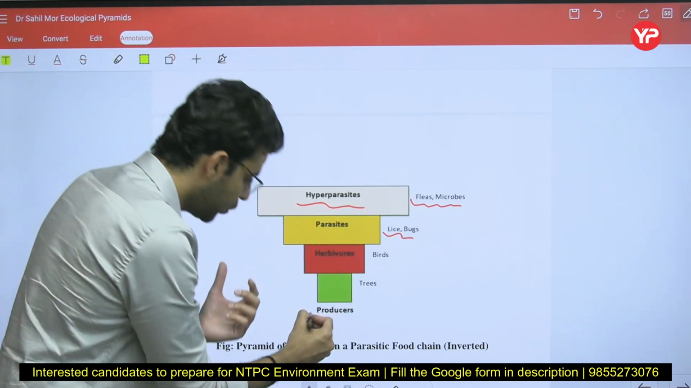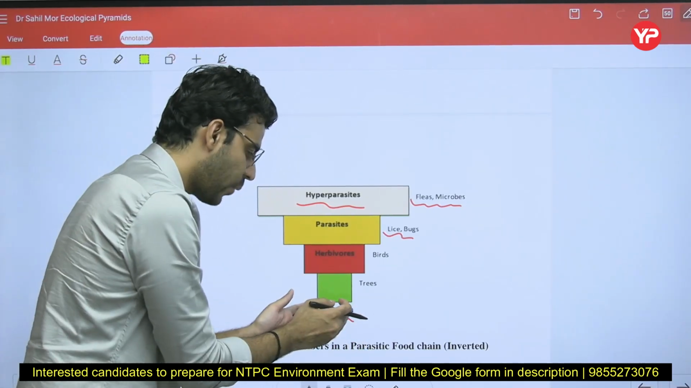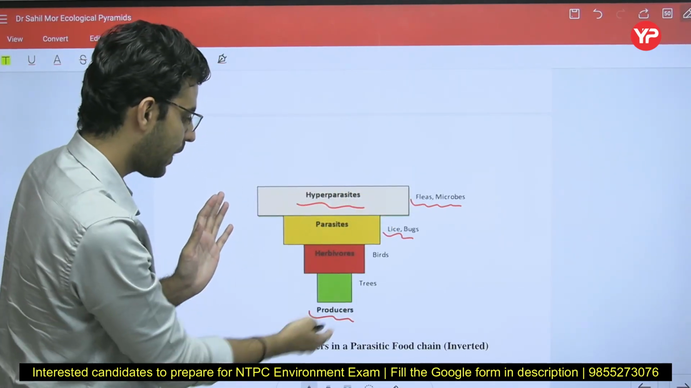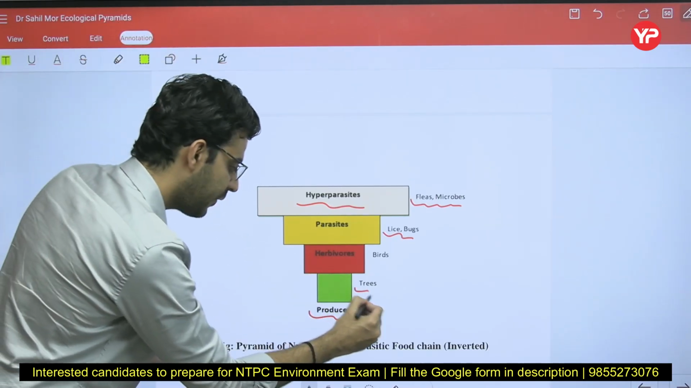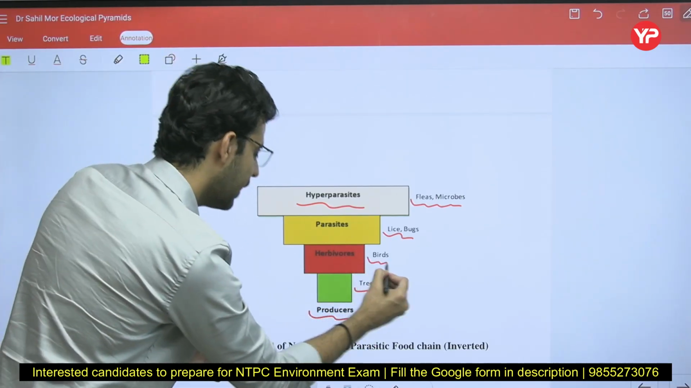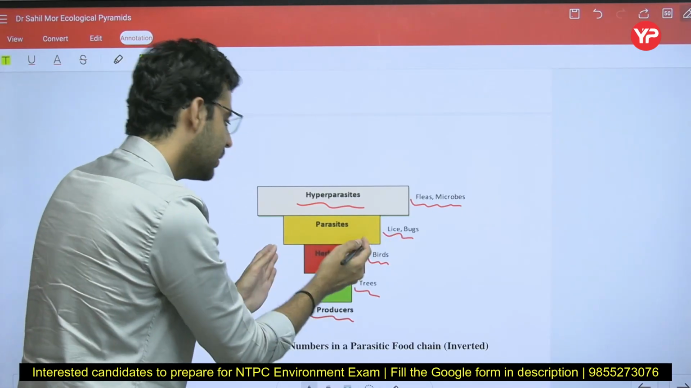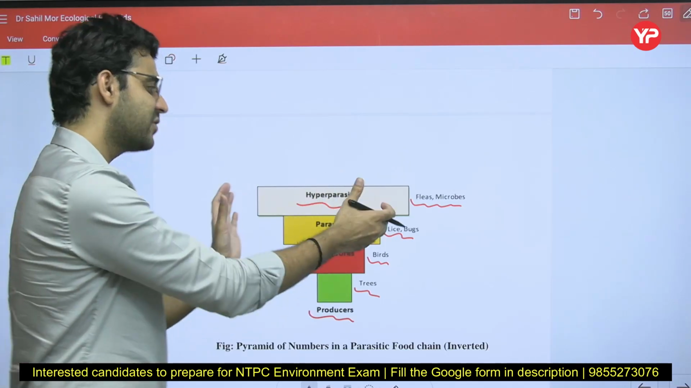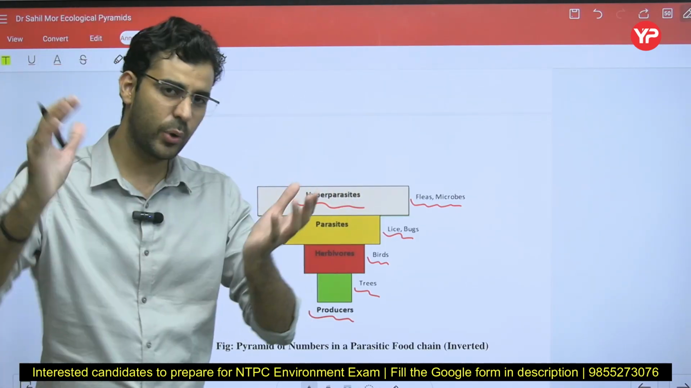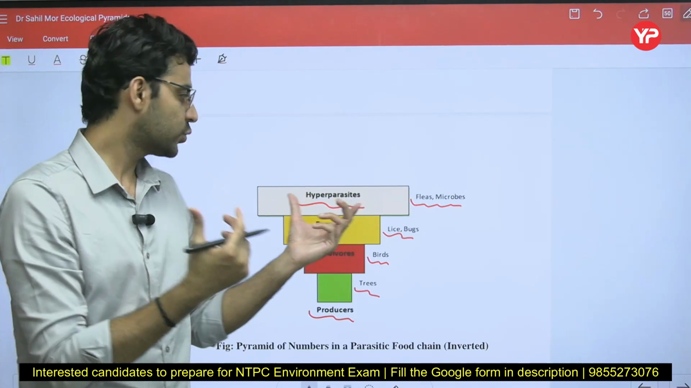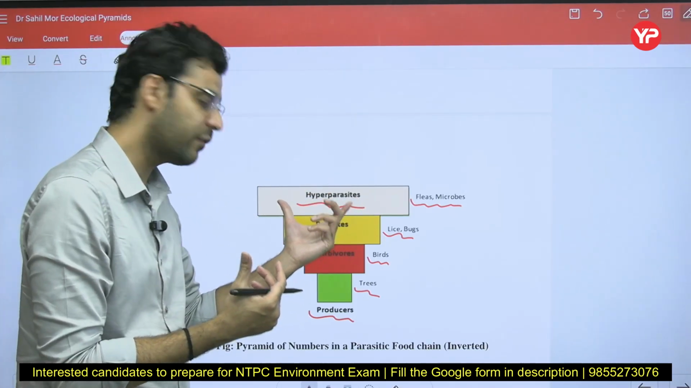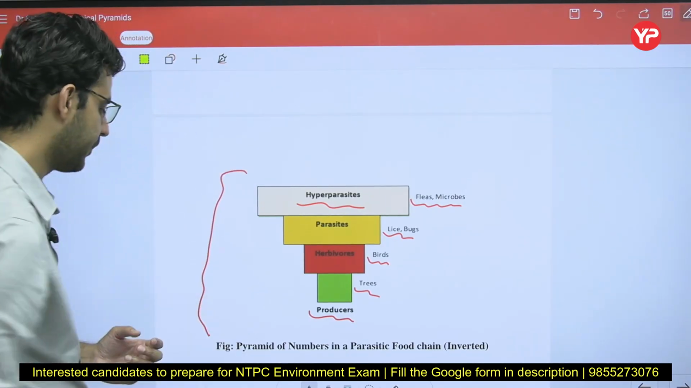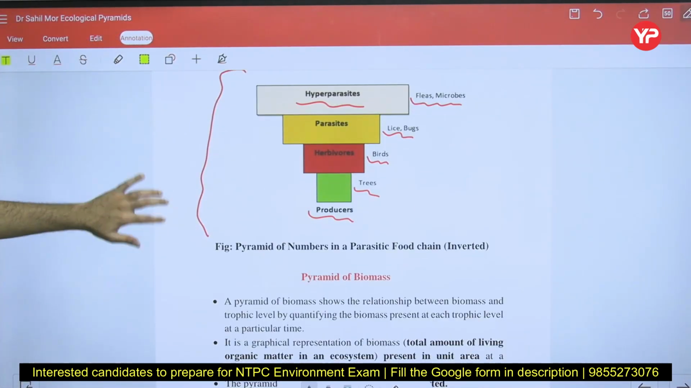So your producer, tree, is narrow at the bottom, and at the top hyperparasites are larger in number. So this shape is inverted. Starting with the trees, producers are lesser, birds increasing in number, bugs, which are examples of parasites, are increasing in number, and finally आपके लास्ट में hyperparasites which are microbes are larger in number. आपके जो microbes हैं वो ज़्यादा नंबर में होंगे, क्वांटिटी ज़्यादा होगी, so your top structure will be broader, forming an inverted pyramid. Clear है?